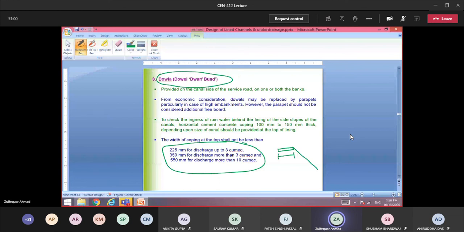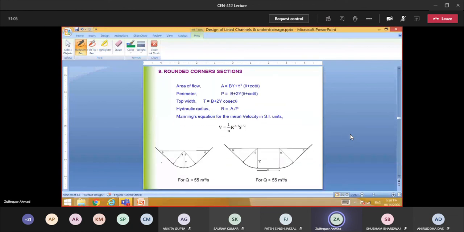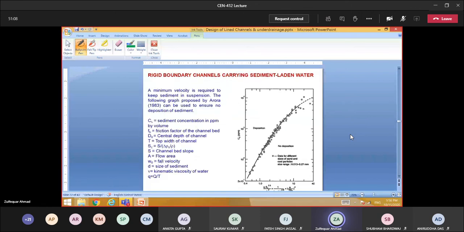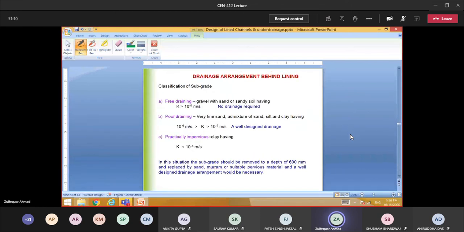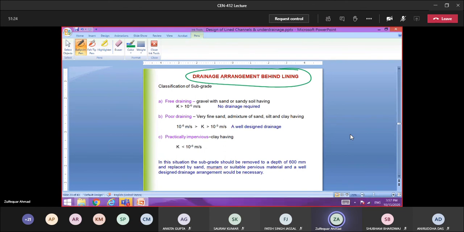Now in the next lecture tomorrow, we'll discuss the under drainage system of the lined canal. We have to discuss the drainage arrangement behind the lining, or you can say the under drainage behind the lining. This is a very important part as far as the lining is concerned, because this is an inherent problem due to the lining of this canal. So we'll discuss this in the next lecture, and we'll finish the design of the canal tomorrow.